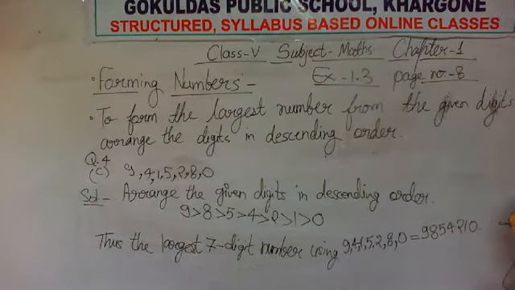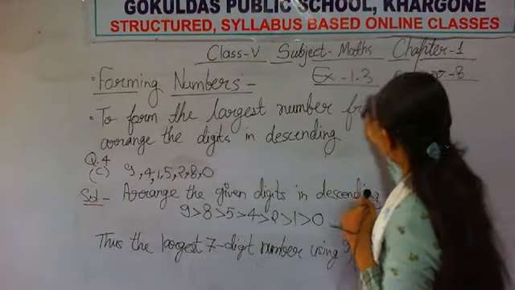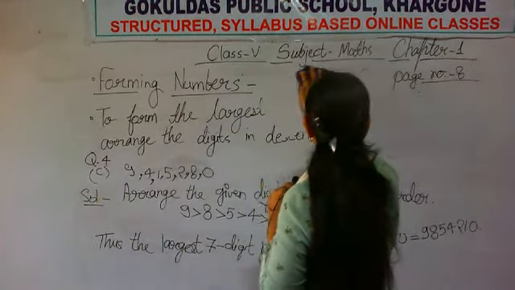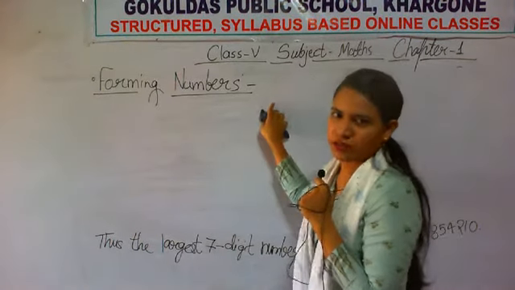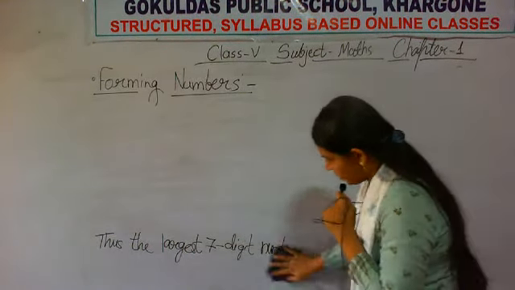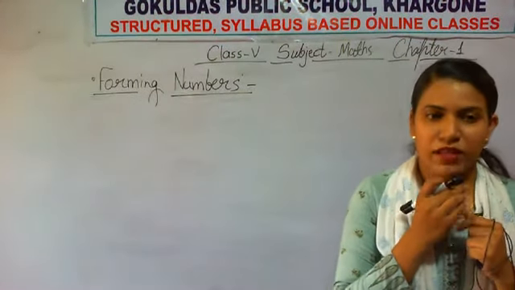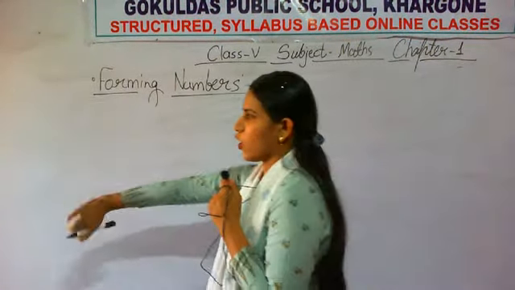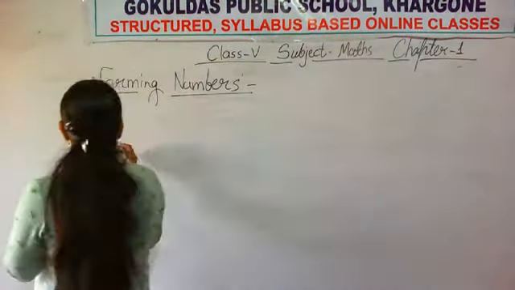Okay. Now, it was the first rule, okay? I told you in the beginning of the lecture that we will learn two rules for forming the numbers, right? So one we have done, and the other rule is to form the smallest number. Now we will form the smallest number.